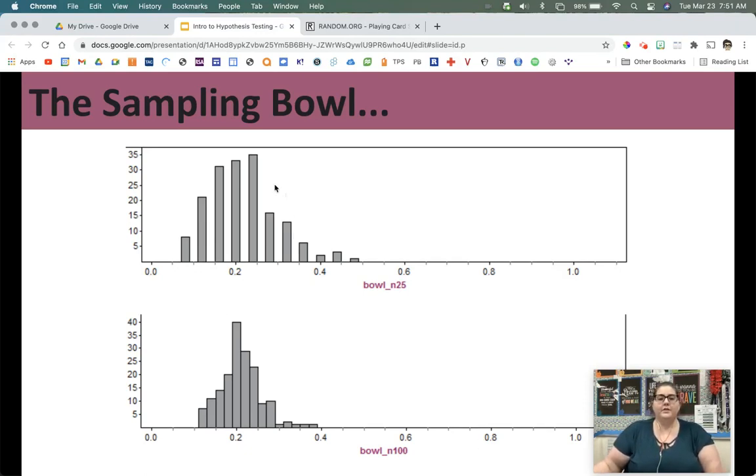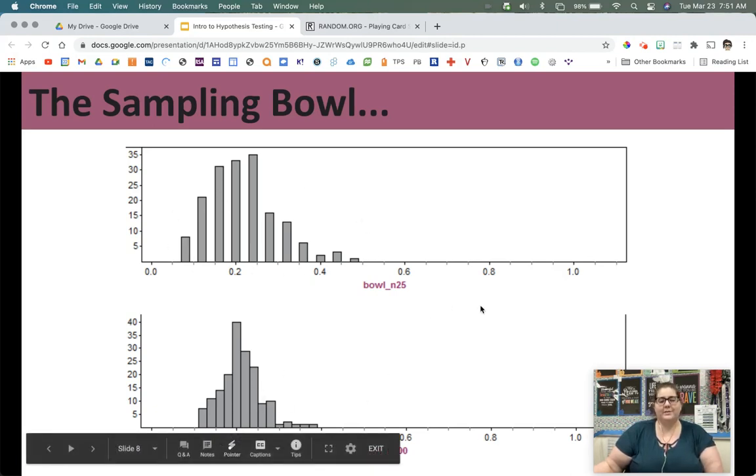That tells us, for many, many samples, what can we expect to get in terms of proportion of reds in the bowl. So if I were to show you, this top one is for samples of size 25, what we can expect for the proportion of reds. The bottom one is for samples of size 100.